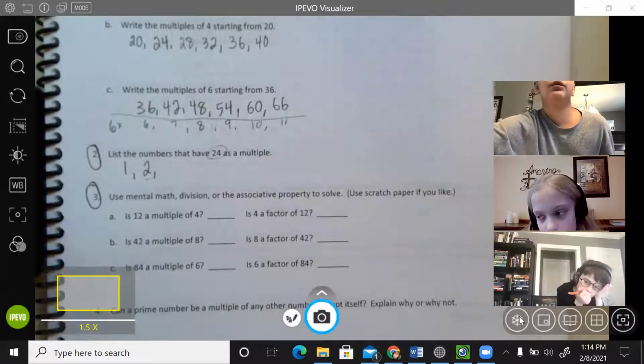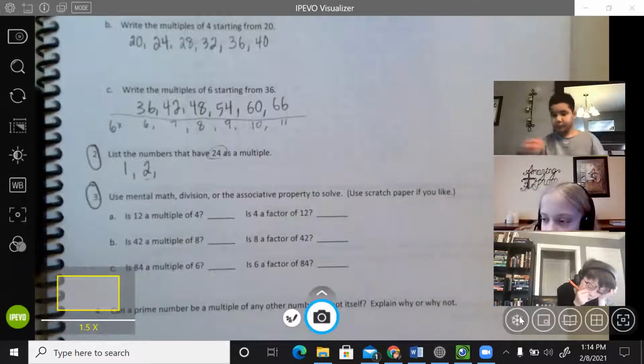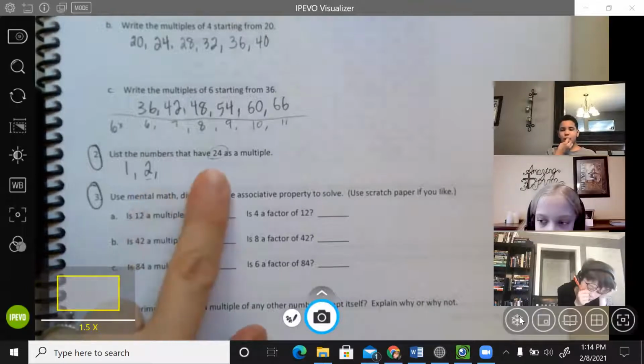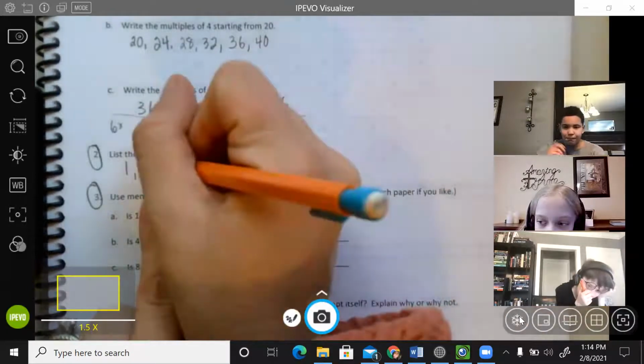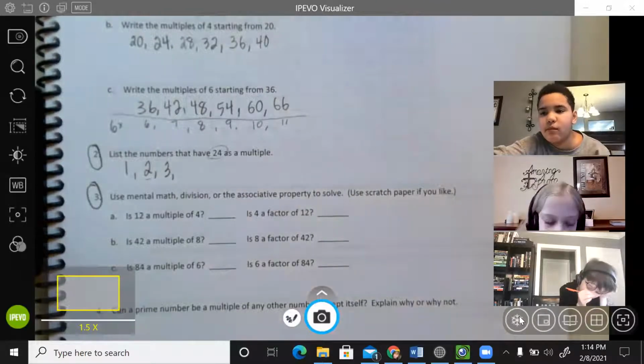12, 3 times 5. 15, 3 times 6. 18, 3 times 7. 21, 3 times 8. 24. So is 24 a multiple of 3? Yeah. Yep, it would be the 8th number in our sequence.